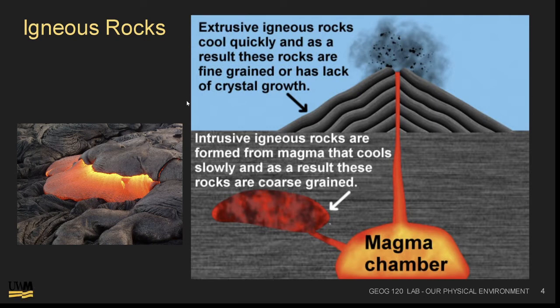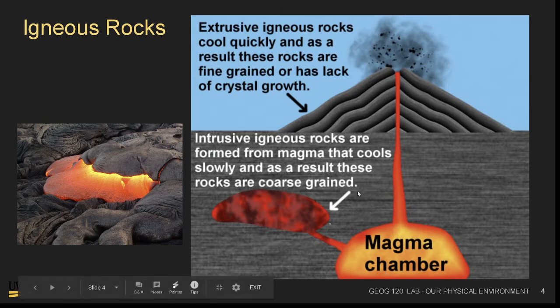And it can cool very quickly or cool very slowly. And we can call the rate of cooling and the rocks that those form extrusive when they cool very quickly, or intrusive when they cool slowly. This diagram does a good job of showing how that could happen. Extrusive igneous rocks are formed when magma becomes lava on the surface and it cools in the surrounding air, which is much cooler than the magma chamber that the magma could have been sitting in for some time.